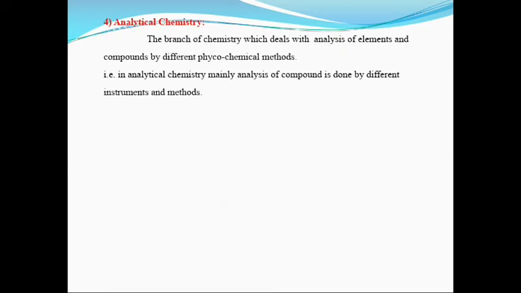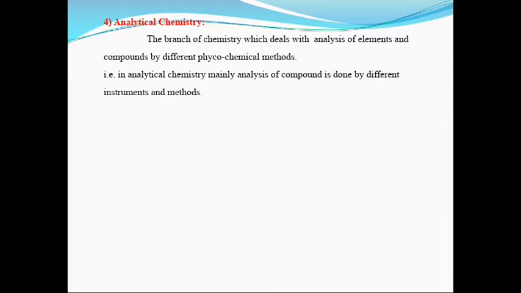The next branch is analytical chemistry. Analytical chemistry is also the branch of chemistry which deals with the analysis of elements and their compounds by different physico-chemical methods. As per the name, it is analytical chemistry, that means basically analysis is done. Here observation is done, testing is done, analysis is done. Different types of analysis are there: structural analysis, compositional analysis, gravimetric analysis, volumetric analysis.